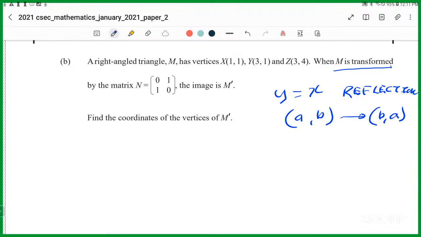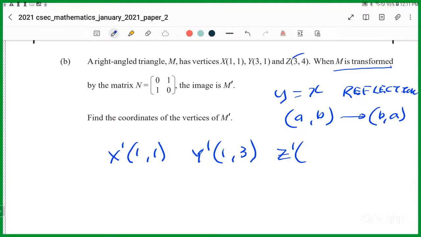This question says find the coordinates of M prime, which is the image after you reflect this. So doing the image of these points. It's easy. X prime is going to be 1, 1, so it's the same, because if you flip around 1, 1 stays 1, 1. Y prime, flipped around, is going to get 1, 3. And Z prime switches around, is going to get 4, 3.